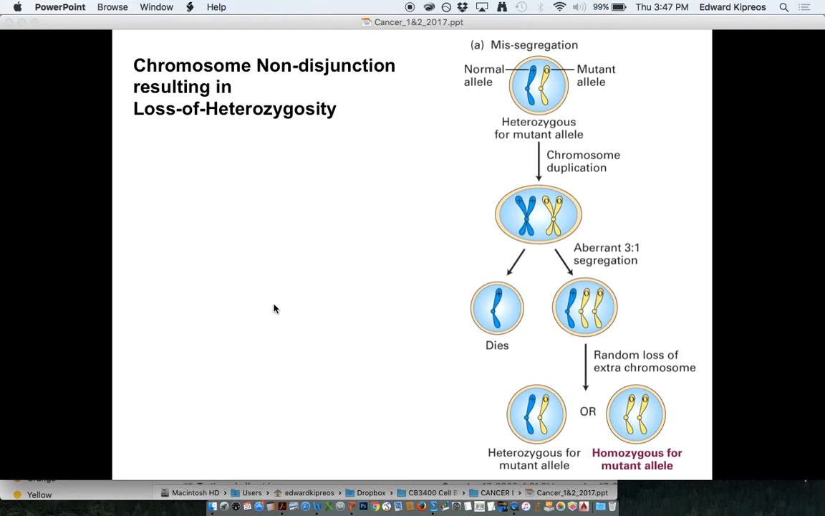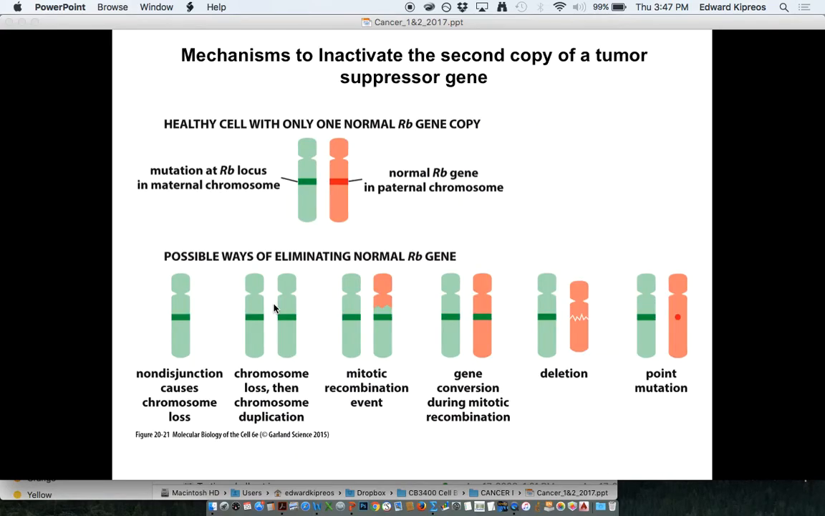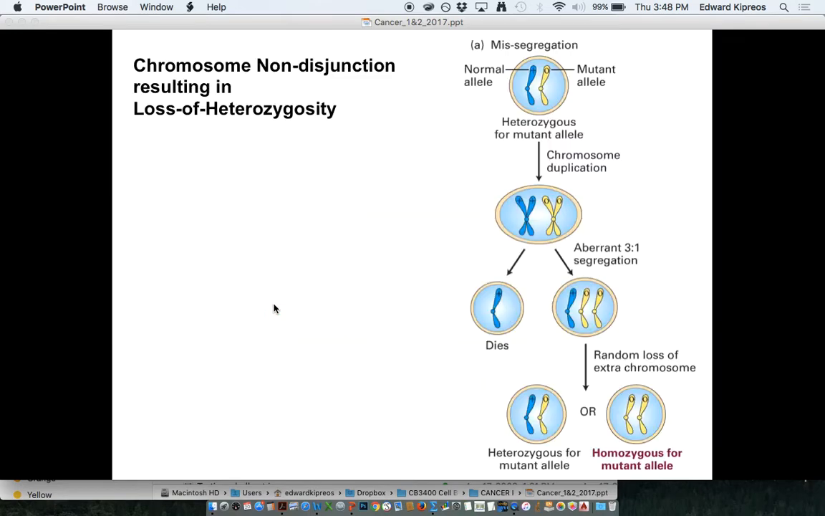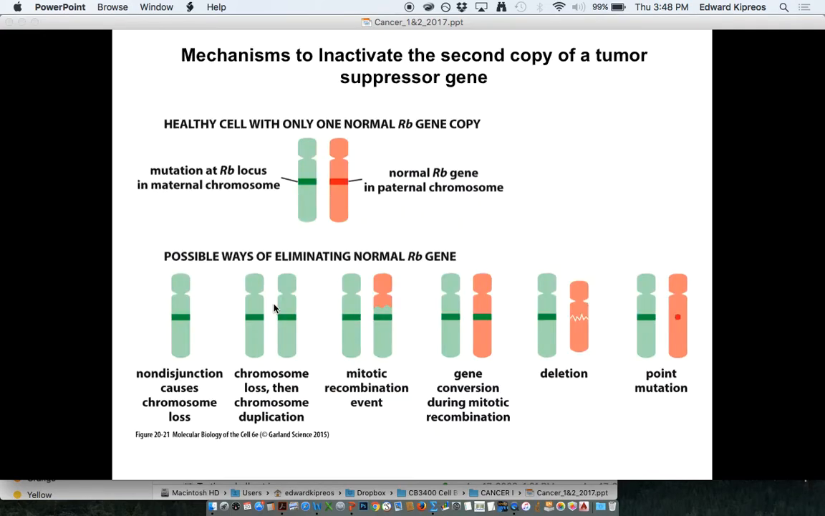Okay, so in this way, you can see that having 1 bad copy made it more likely to knock it out. Okay, so this is the non-disjunction causing chromosome loss, but then you could also have this one, which is sort of the second one that we talked about here, where you ended up with this non-disjunction and you ended up with that. You're not going to really be able to duplicate that whole chromosome. So despite what these words are talking about, we're really talking about that scenario here. Okay, you can have a mitotic recombination event.